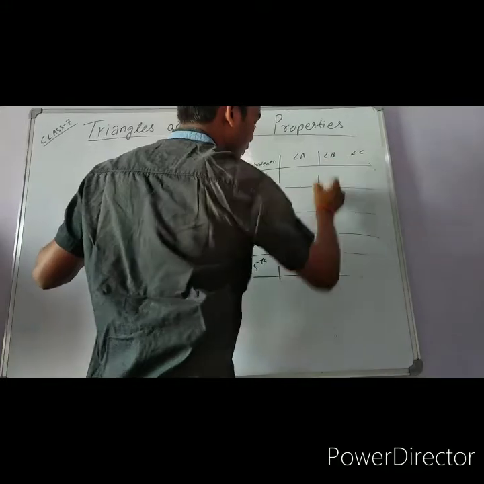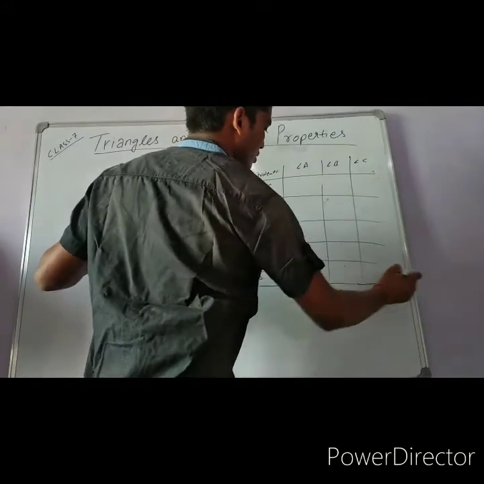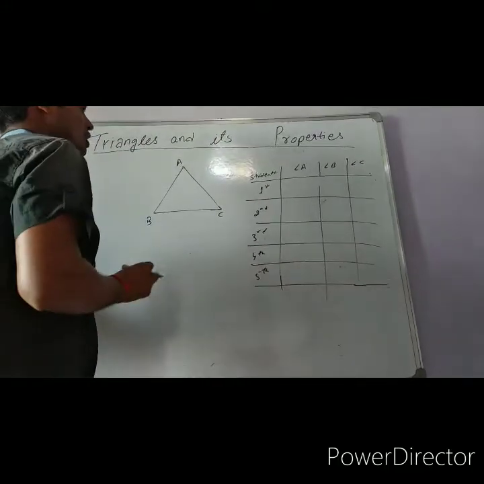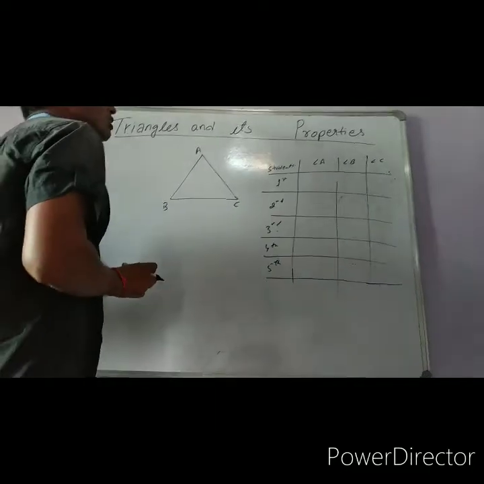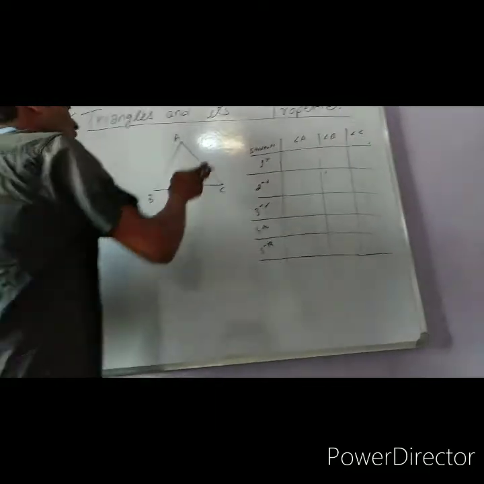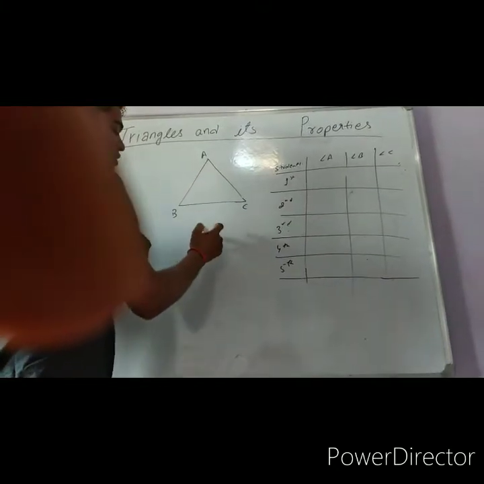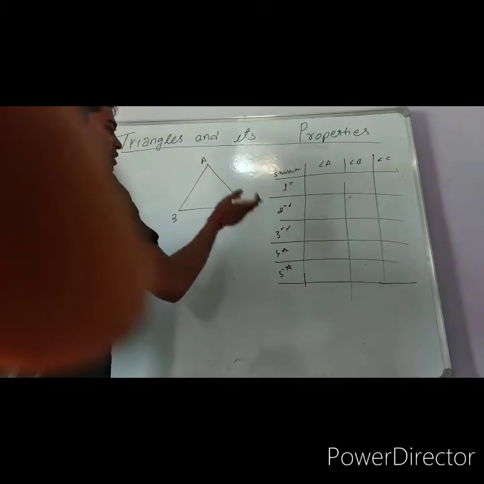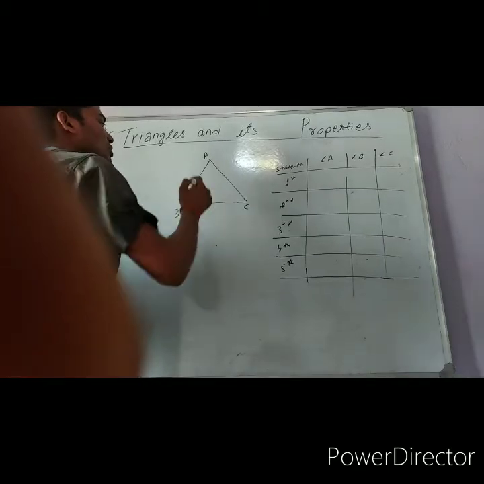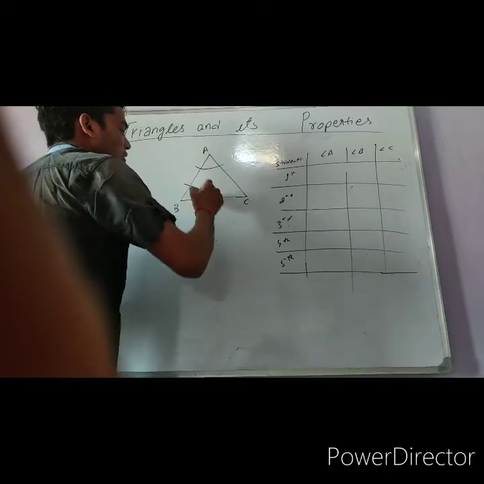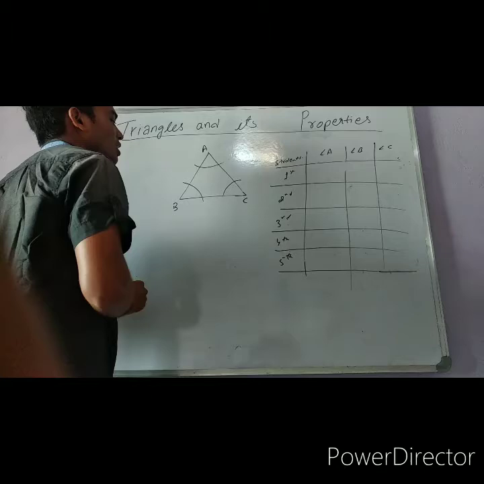What you have to do, I have taken 5 students as an example. Just draw any type of triangle. First student draws this type of triangle, second student may draw another type of triangle, third student another type, and you have to cut it from here. Just cut it.